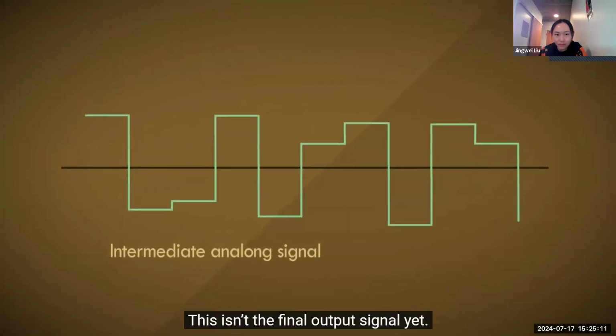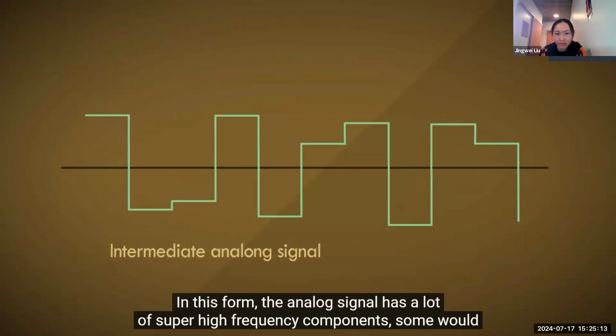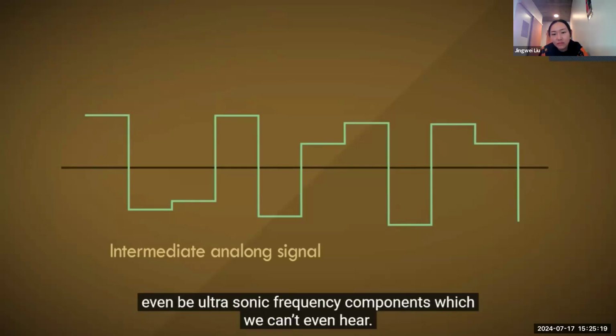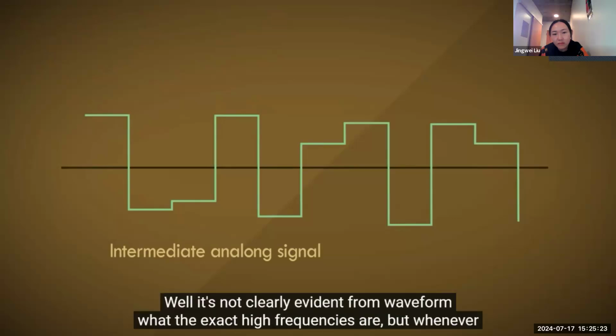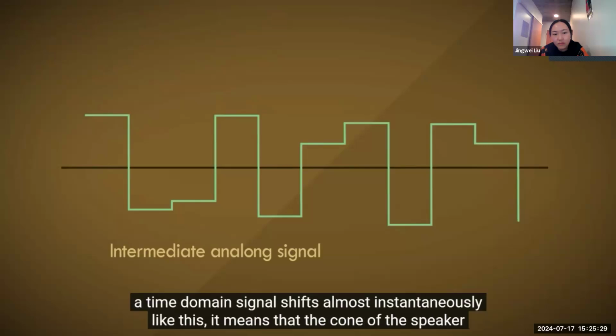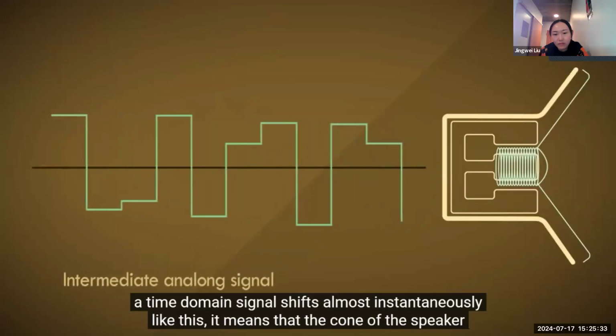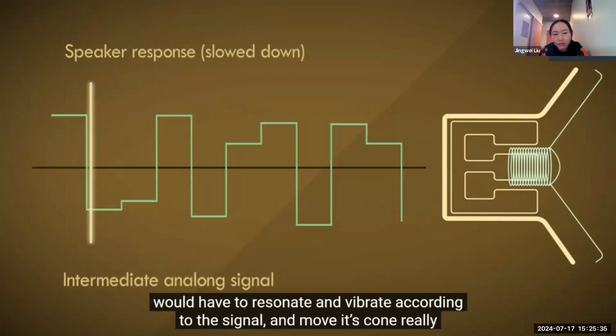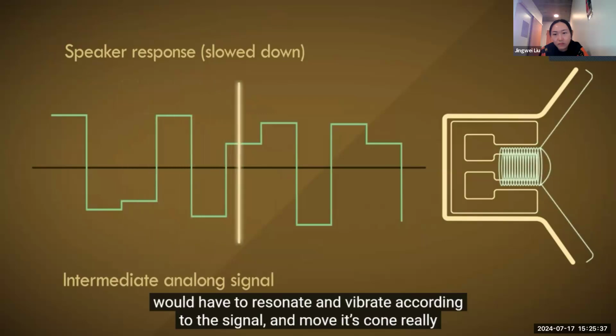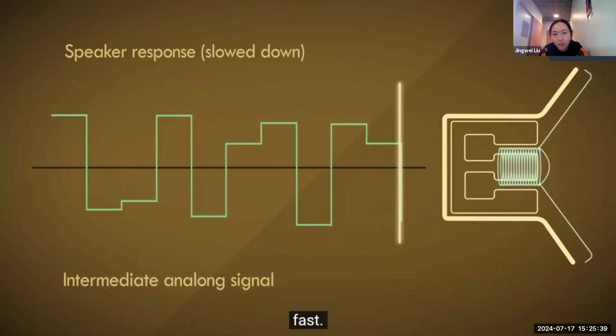This isn't the final output signal yet. In this form, the analog signal has a lot of super high frequency components. Some would even be ultrasonic frequency components, which we can't even hear. How would you tell this? Well, it's not clearly evident from the waveform what the exact frequencies are, but whenever a time domain signal shifts almost instantaneously like this, it means that the cone of the speaker would have to resonate and vibrate according to the signal and move its cone really, really fast.